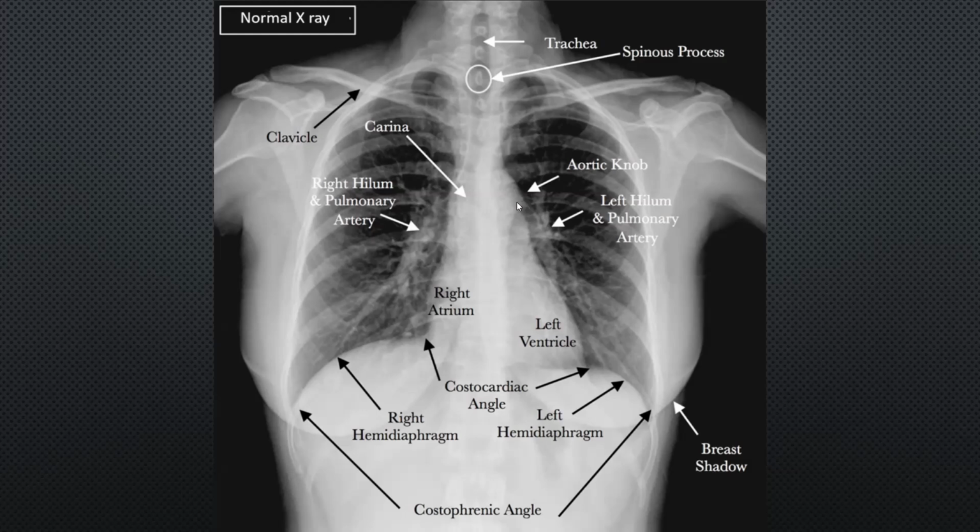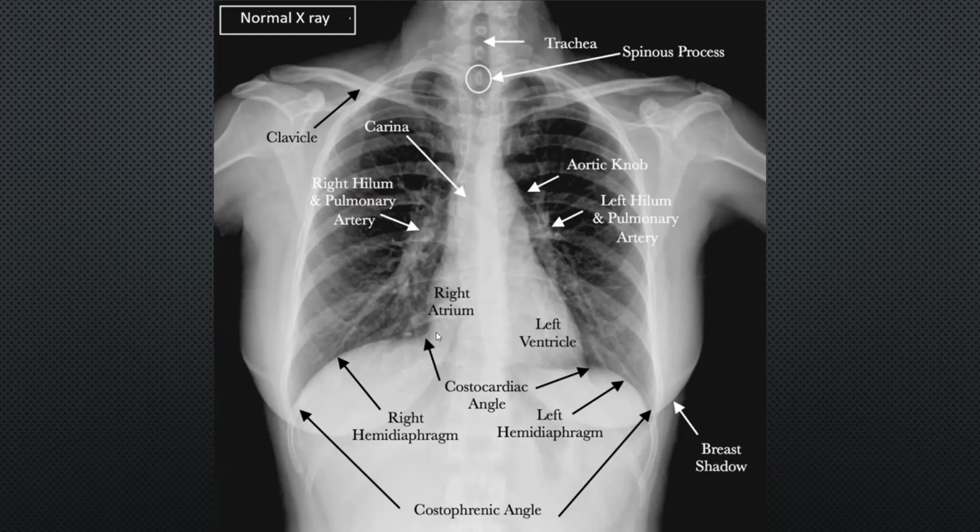This is the aortic knob. This is the left hilum and the pulmonary artery. This is the right hilum and the pulmonary artery. This is the trachea we mentioned, and we will go down, down, down. We will see here the carina. This is the right atrium. This is the left ventricle. We can see here the diaphragm, left diaphragm and right diaphragm, and the angles, two angles here and two angles here for the diaphragm should be acute angles, clear?